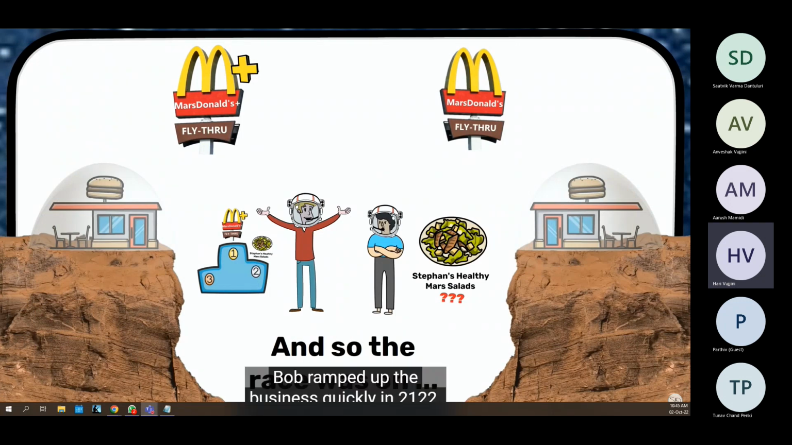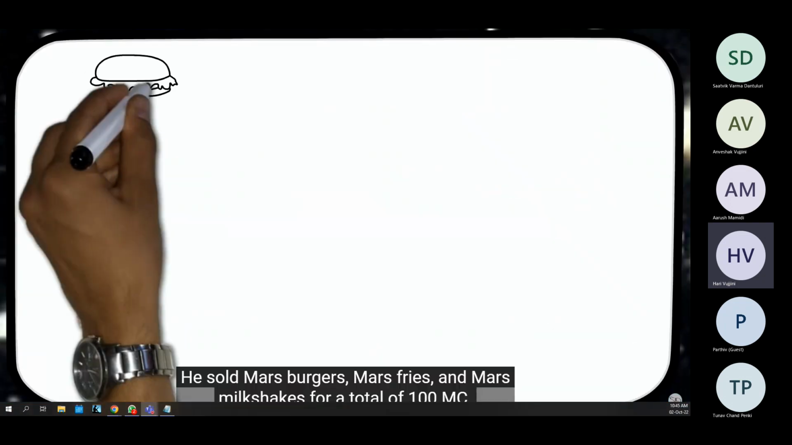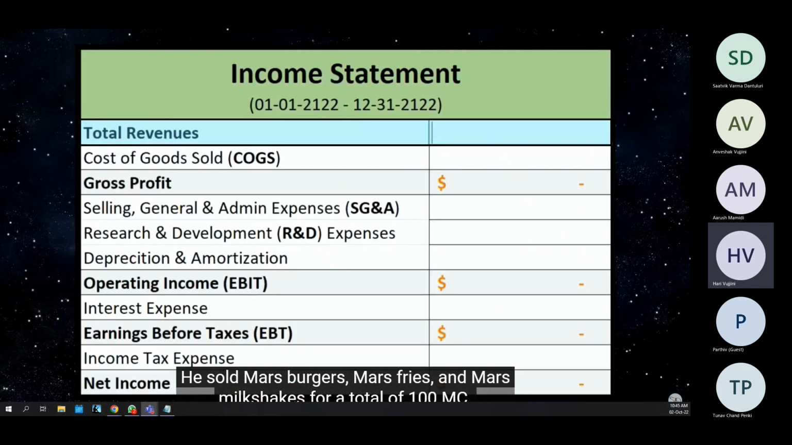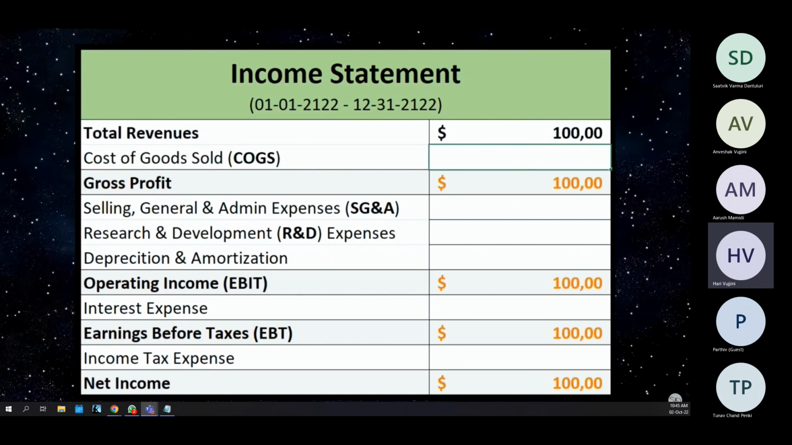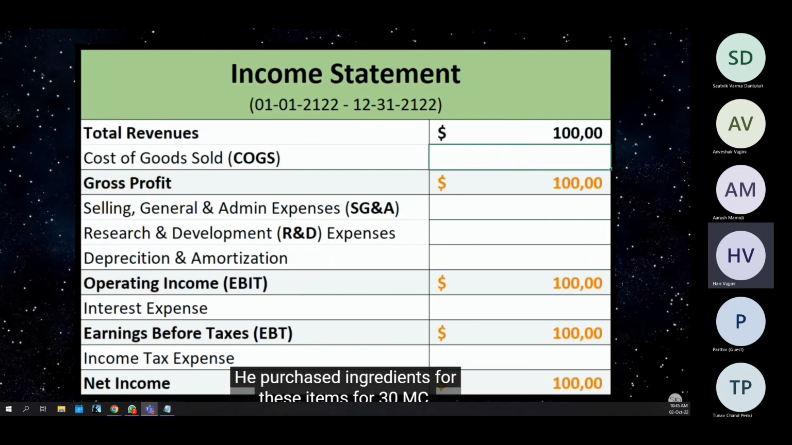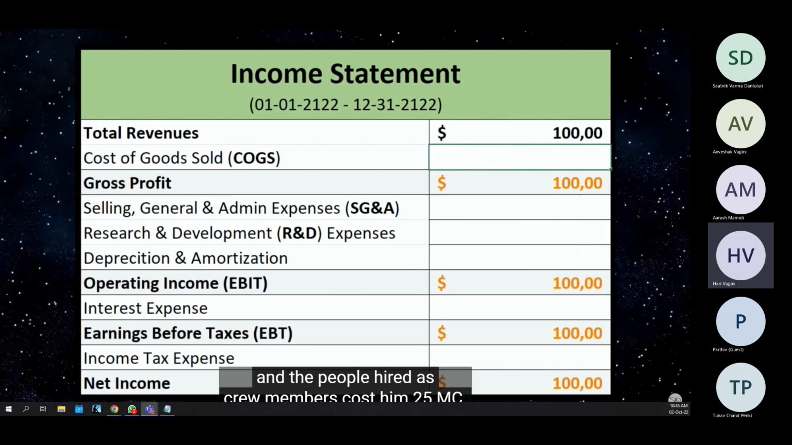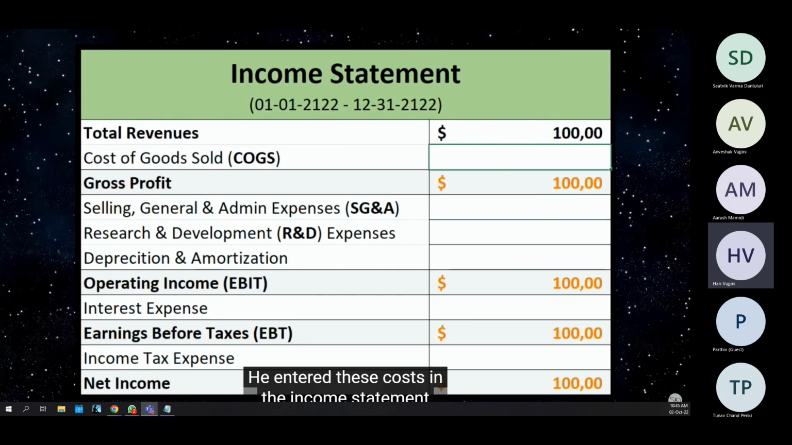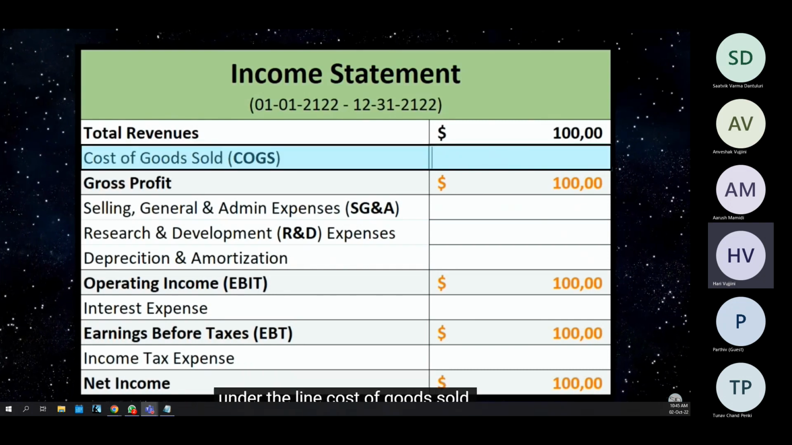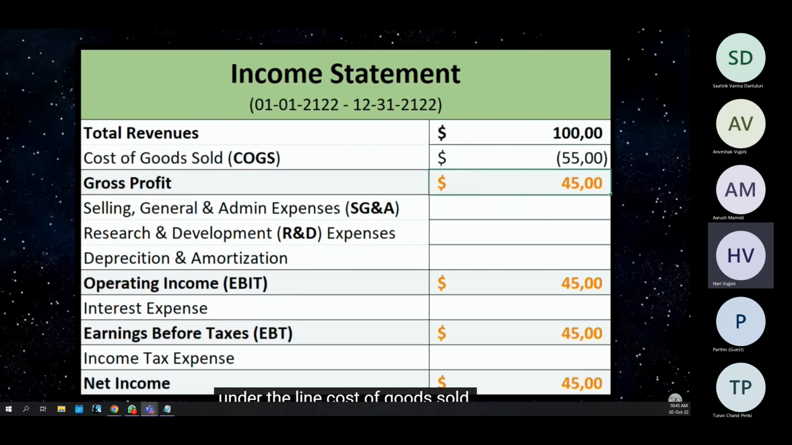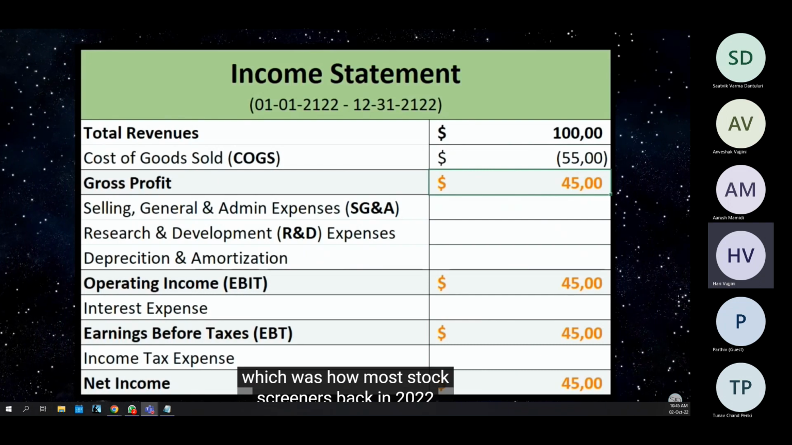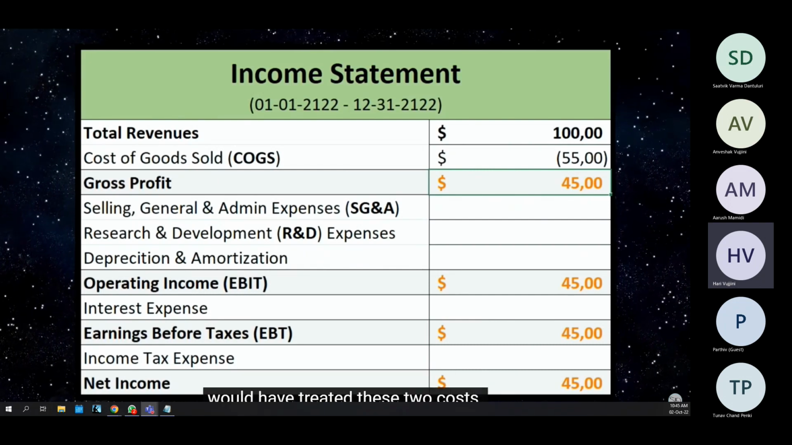Bob ramped up the business quickly in 21-22. He sold Moss burgers, Moss fries, and Moss milkshakes for a total of 100 MC. He purchased ingredients for these items for 30 MC, and the people hired as crew members cost him 25 MC. He entered these costs in the income statement under the line cost of goods sold, which was how most stock screeners back in 2022 would have treated these two costs.